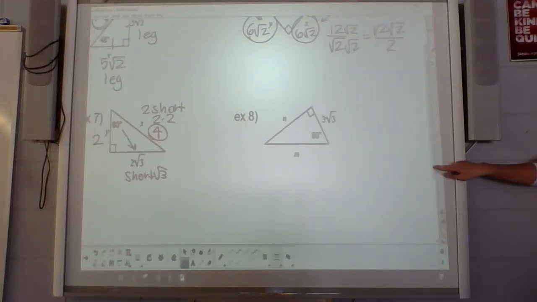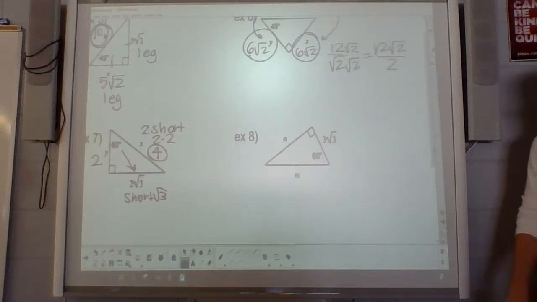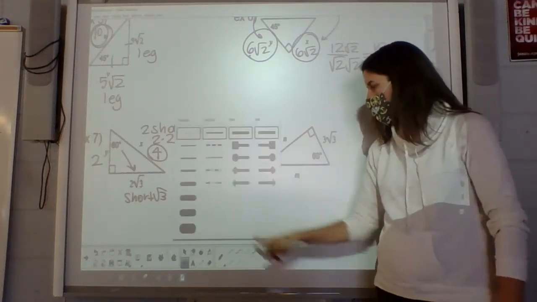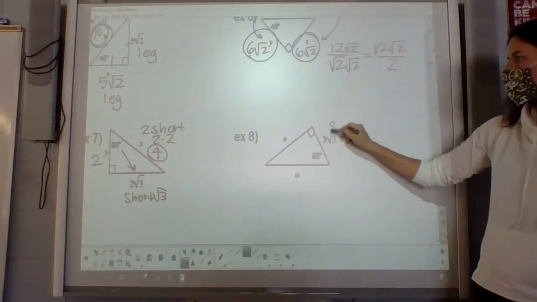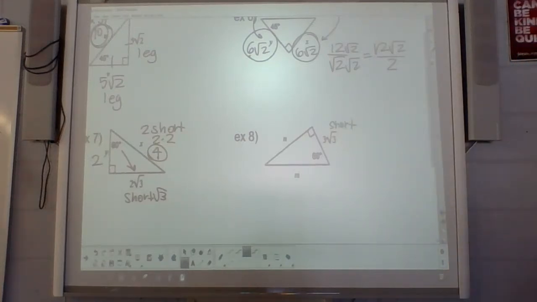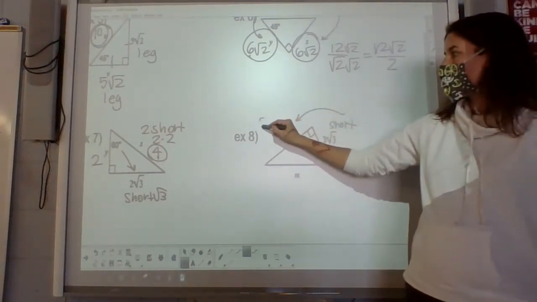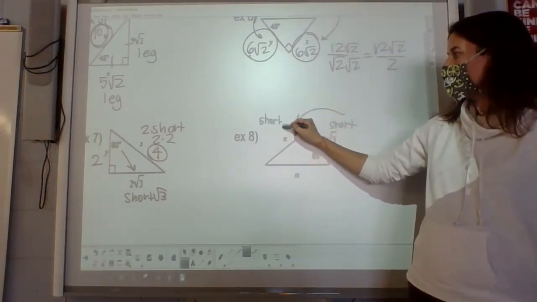In example 8, which side have they given us? They've actually given us the short in example 8. So this is the short side. What side do you want to find next? It doesn't really matter which one goes with the short. Which one? N. So this one should be short times the square root of 3.